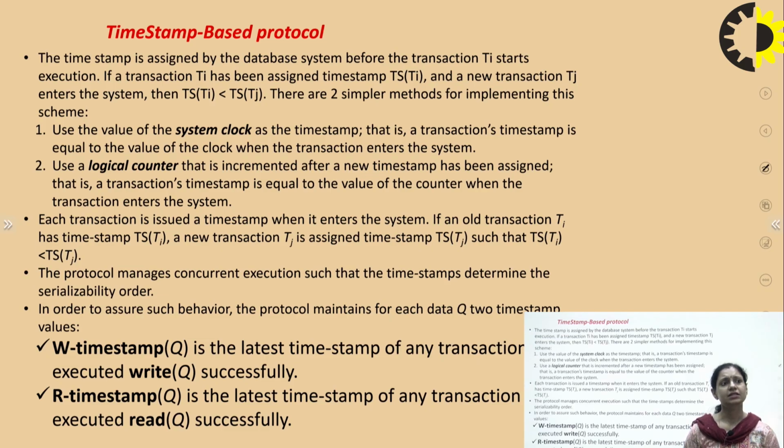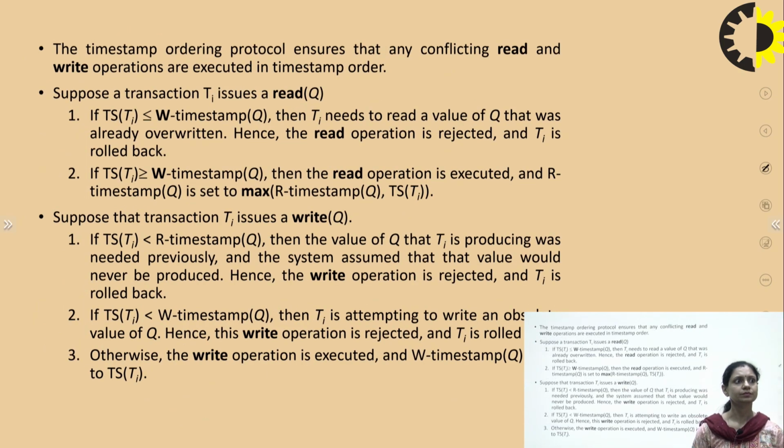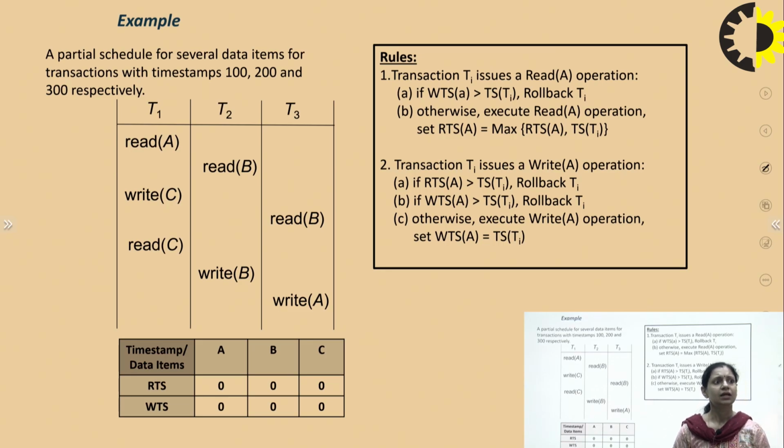Each transaction is issued a timestamp when it enters the system. If an old transaction has timestamp Ti, the new transaction will have a timestamp such that the timestamp of the previous transaction is less than the timestamp of the new transaction. So let's understand it with the help of an example.